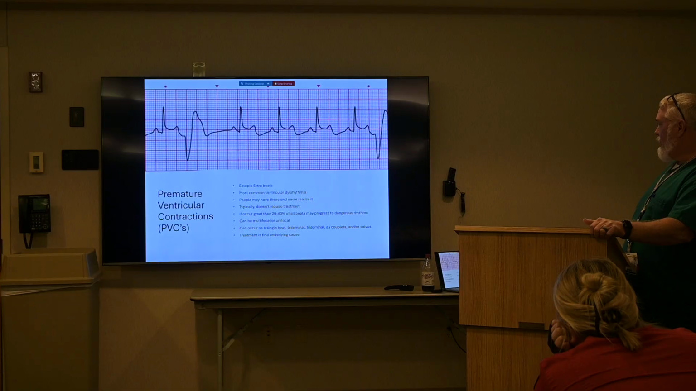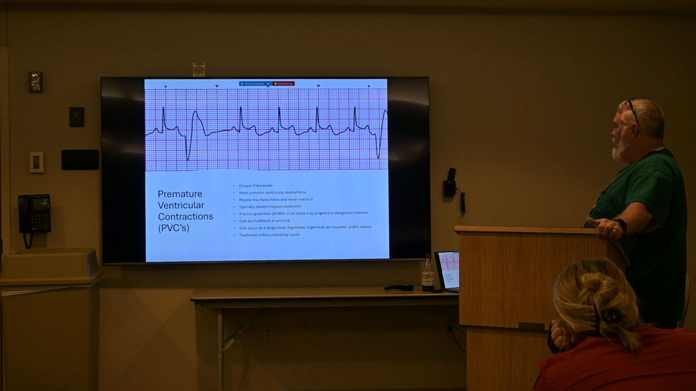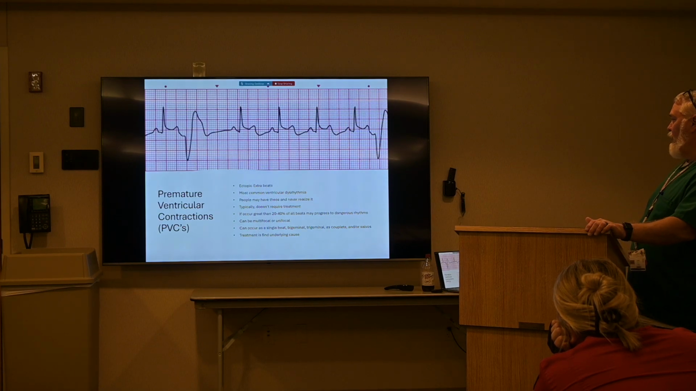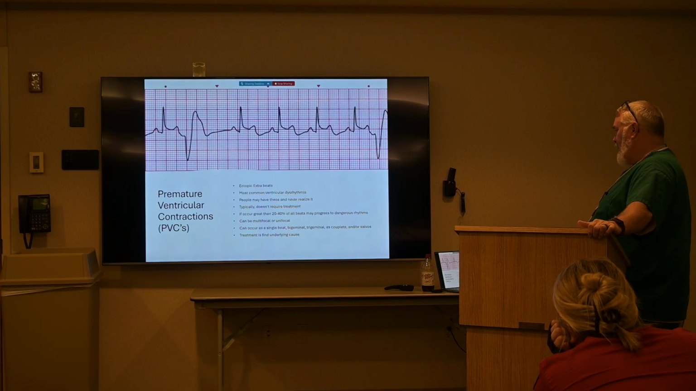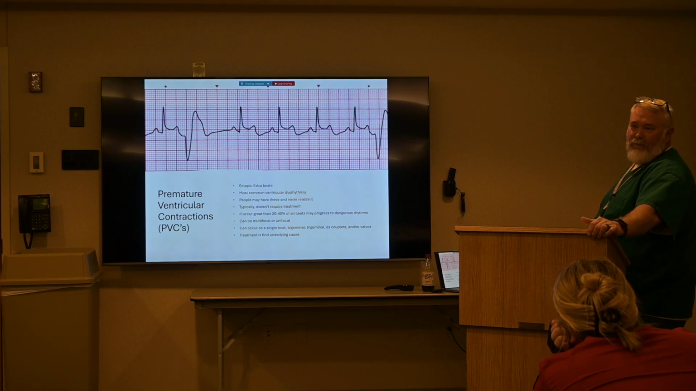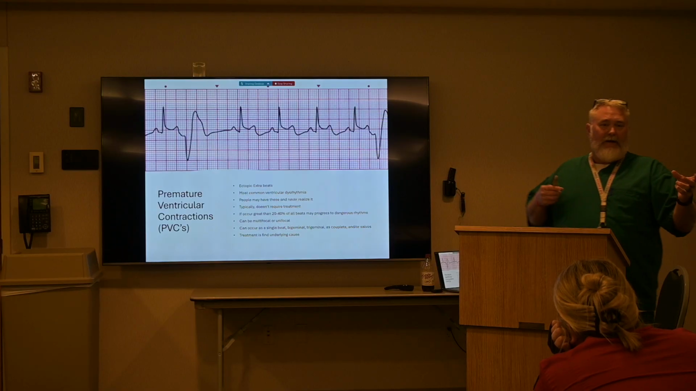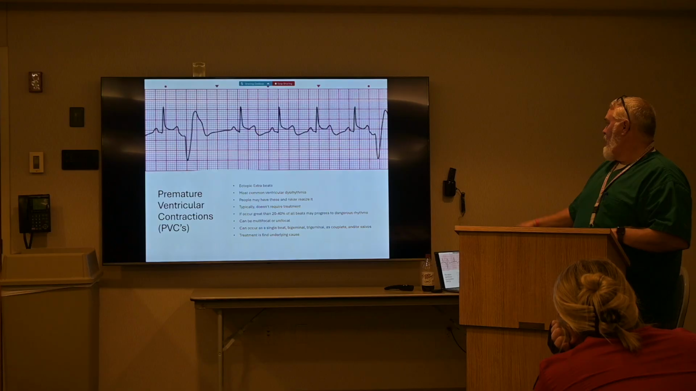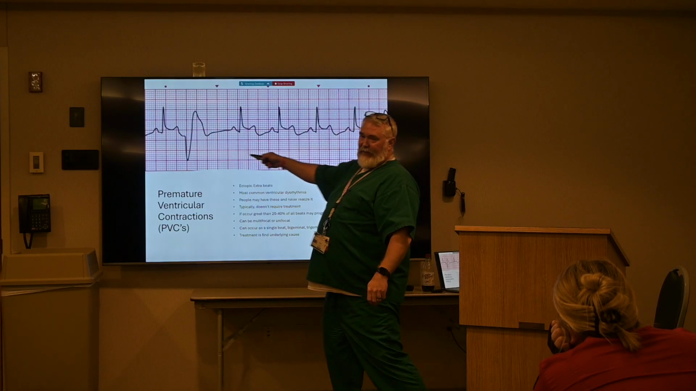PVCs are extra ectopic beats, the most common ventricular dysrhythmia. People may have them and never realize it. They typically don't require treatment. If they occur more than 20 to 40% of all beats, it can lead to lethal arrhythmias. It can be multifocal or unifocal. You guys know what that is? Multifocal means that they're coming from different foci. Unifocal means it's usually one foci causing the waveform to look the same. I would call these unifocal PVCs because they look the same.